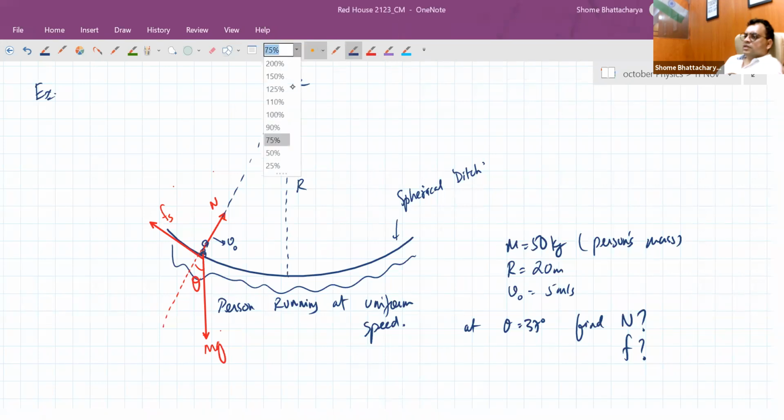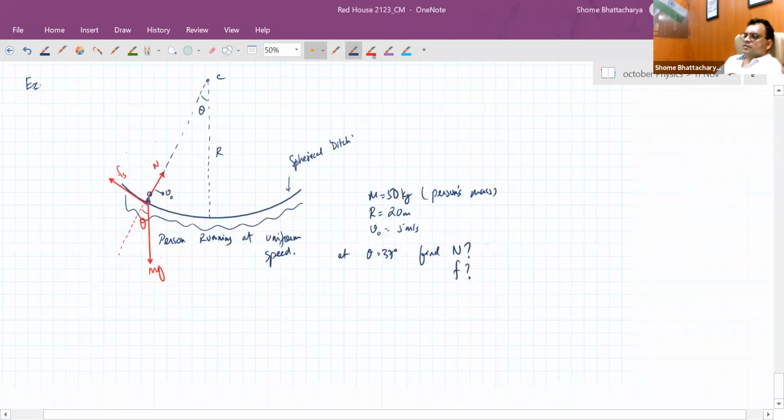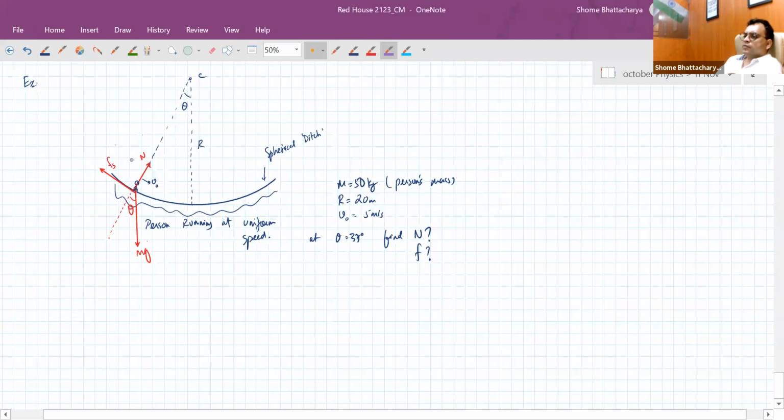So once again, you can see that he has a centripetal acceleration, but his tangential acceleration is 0 because the speed is uniform. So tangential acceleration is 0 implies that here mg sin theta has to be balanced by static friction. So that's our first equation. So it will again show us that the static friction is 100 newtons at theta equal to 37 degrees.